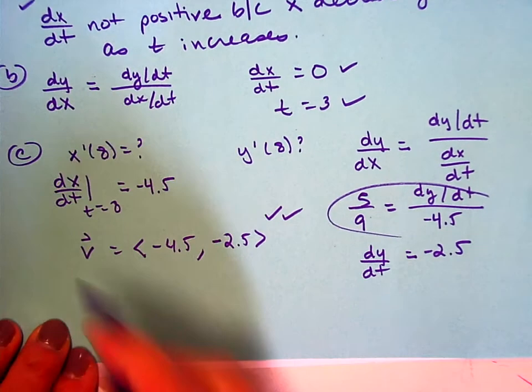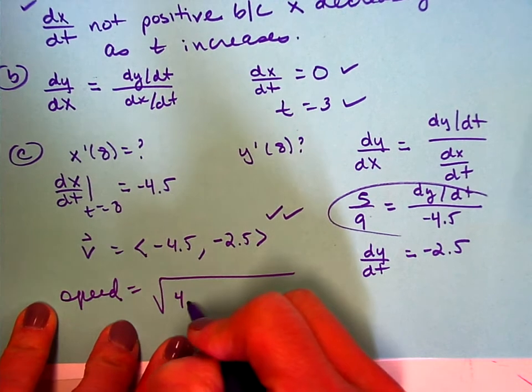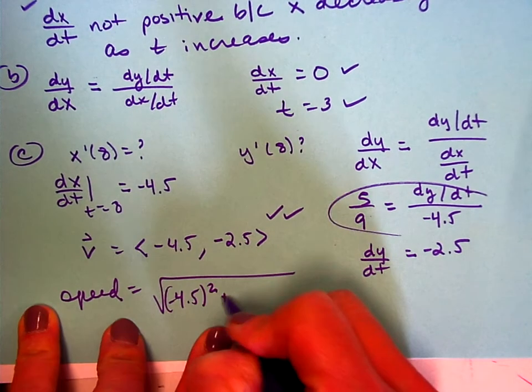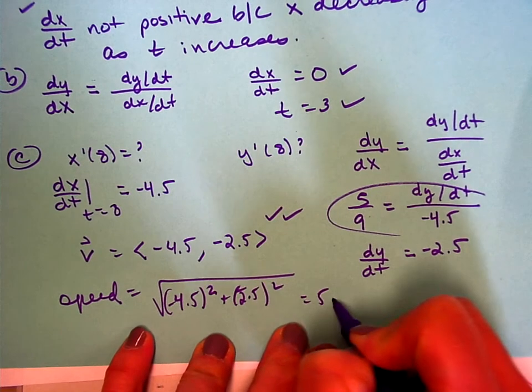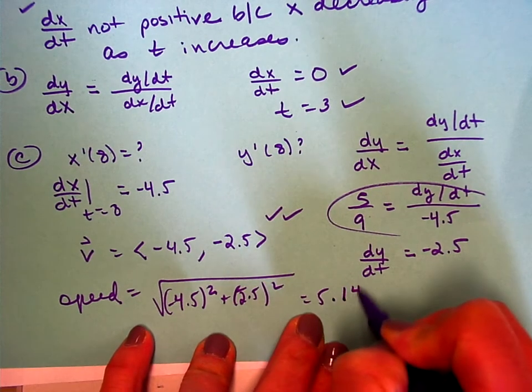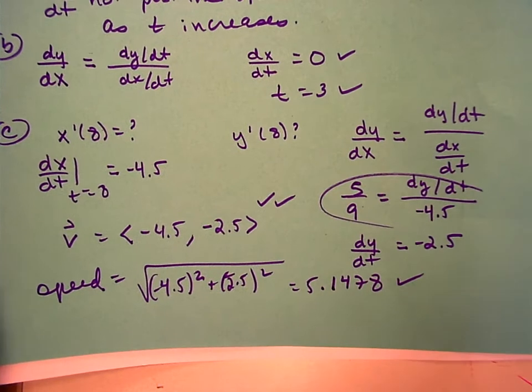Your speed should just be the square root of dx dt squared plus dy dt squared, which is 5.1478, and is just a point for the answer. So 3 points for part C.